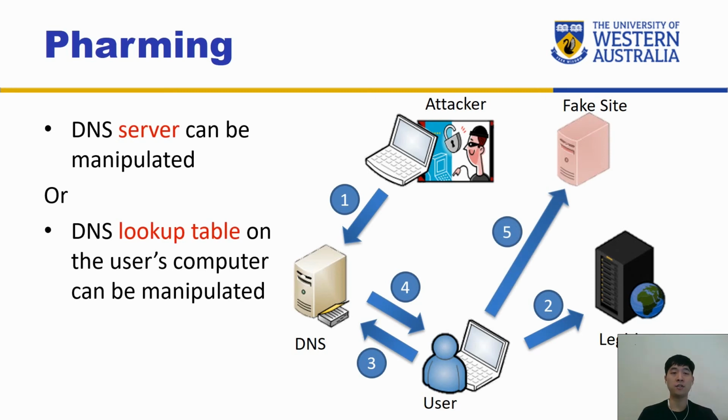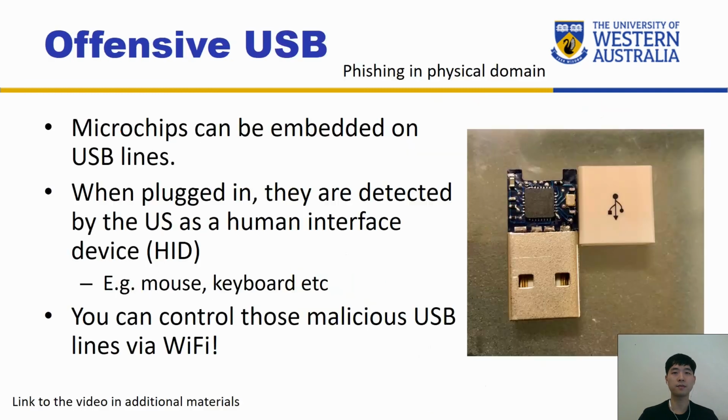So the DNS server can be manipulated itself, but typically that's a little bit difficult. Or the DNS lookup table on the user's computer can be manipulated. So either the server can be manipulated, or your own computer's lookup table can be manipulated. Either way, the attack can be launched on either the DNS or the user yourself. So the pharming concept is quite straightforward.